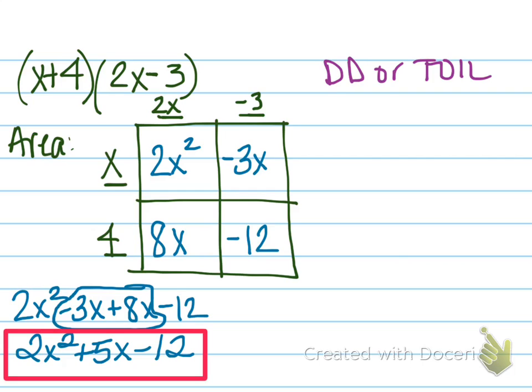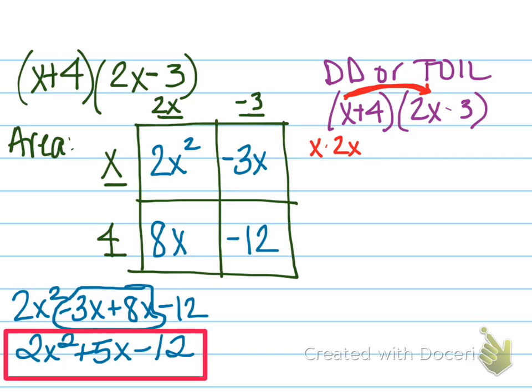We have x plus 4 times 2x minus 3. So we take our first terms, pretend that the 4 is not there, x times 2x, take our outer terms, x times negative 3, take our inner terms, pretend the x isn't there now, add 4 times 2x, and then, of course, I'm running out of room here, we're going to add our last terms, 4 times negative 3.